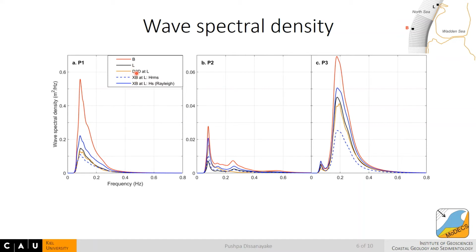Yellow line is from Delft3D, the dashed line is from XBeach using root mean square wave height, and the blue line is XBeach using significant wave height. In the extreme event, we see a single peak spectrum at low frequency, and here we can see Delft3D and measured data agree better. So the yellow and black lines.